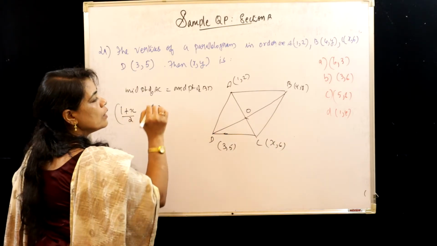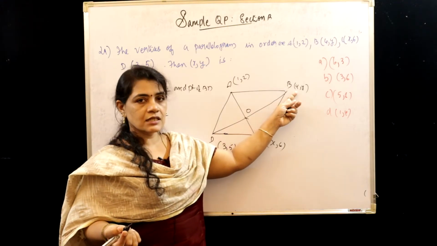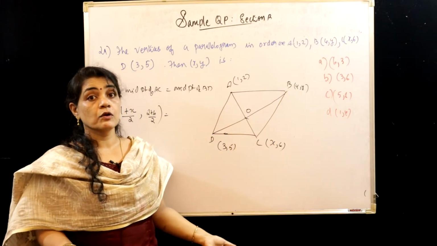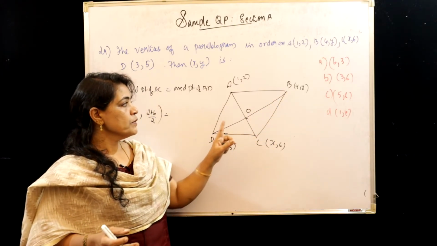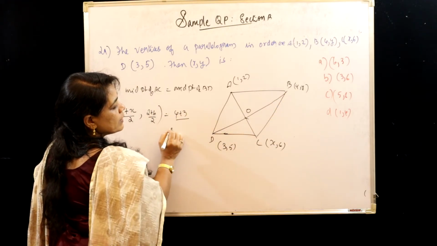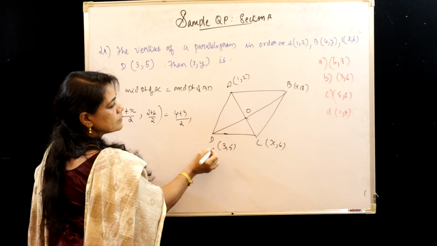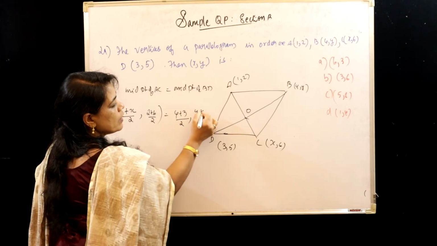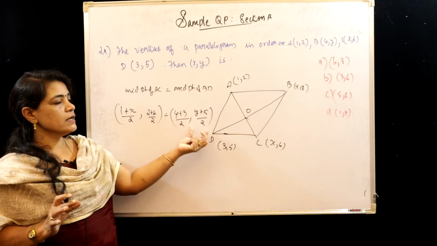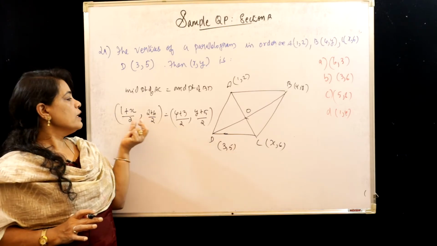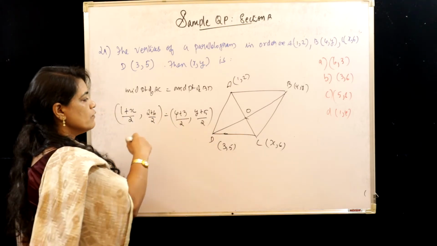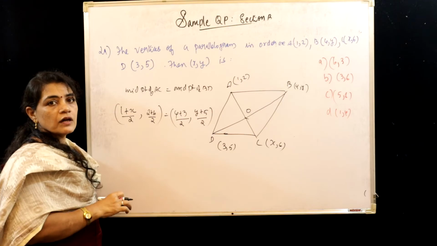And this is equal to the midpoint of BD. Take one as x1, y1 and the other as x2, y2, or the other way around; that doesn't matter because addition is commutative. So (4 plus 3) divided by 2, and here comes (y plus 5) divided by 2. Since these two pairs are equal, you can equate the x coordinate of the LHS to the x coordinate of the RHS, and the same way the y coordinate to the y coordinate of the RHS.